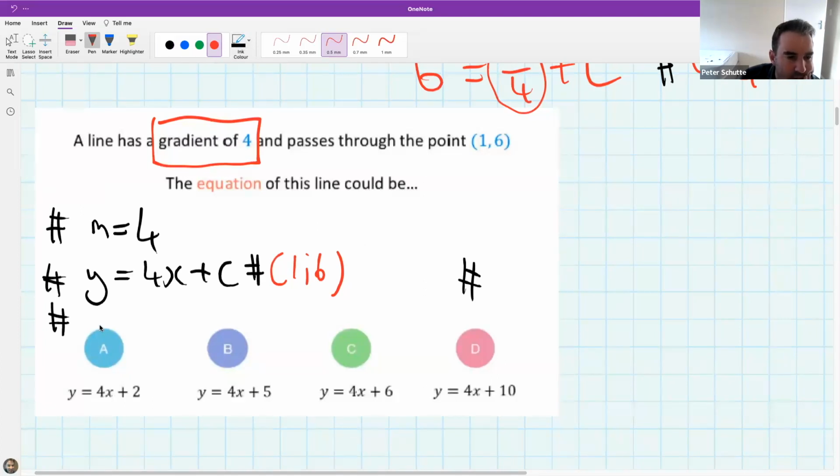So it feels like I go 6. And then I need to get C by itself. That just means moving that across.